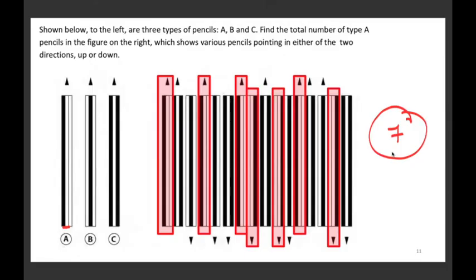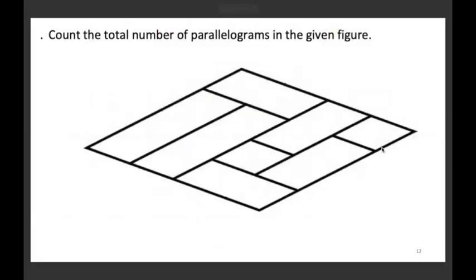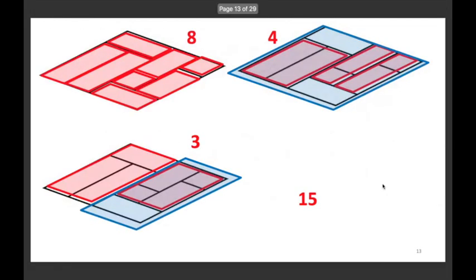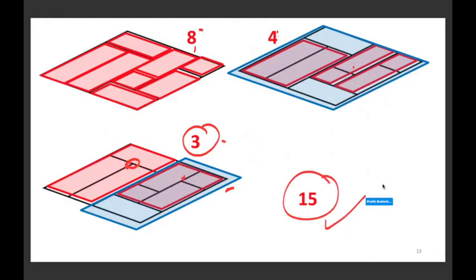We'll move to the next one. Count the total number of parallelograms in the figure. How many parallelograms are there in this figure? These are all the types of parallelograms. Single parallelograms are 8. Two parallelograms together are 3, and then plus 1 for the larger one, so 4. Then 3 parallelograms coming together, 3 like this, 1 here, and then this bigger one, which comes out to 3. So 8 plus 4 plus 3, the answer is 15.